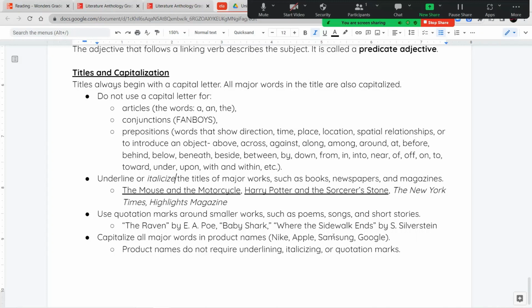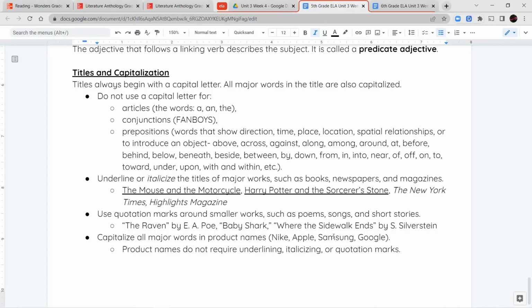Now remember, capitalize all the major words also in product names, like companies. So Nike, Apple, Samsung, Google. You capitalize the important words in there the same way you capitalize in the title of a book. So product names don't require underlining, italicizing, or quotation marks. If it's a product, if it's a thing you buy, like any one of these, you don't have to do anything to it other than capitalize it.